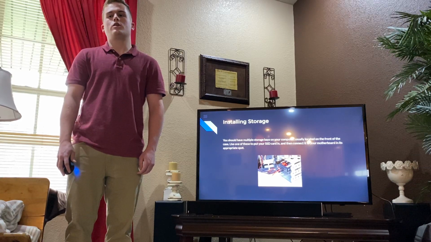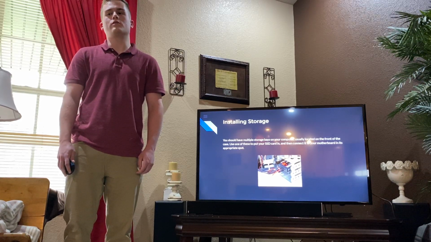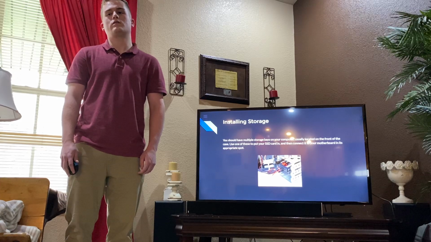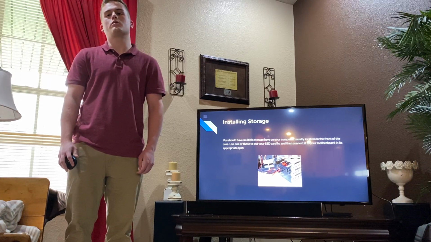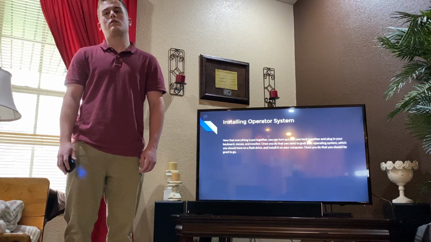Installing storage. You should have multiple storage bays on your computer, usually located in the front of the case. Use one of them to put your SSD card in and then connect it to your motherboard in its appropriate spot.